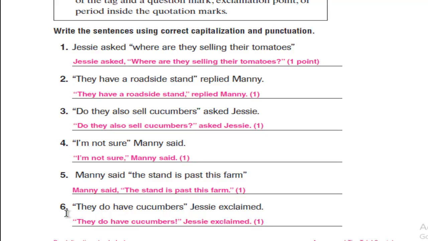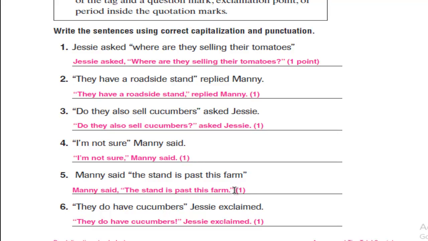Number 6. Okay, the difference between number 4 and 5. Both are sentences, but in the first one, the quotation comes first. So that's why we add a comma before the close quotation. Then you have to add the tag, then a period. In the second one, the tag comes first and the quotation comes last. So that's why you have to add a comma here first. Then you have to write the whole sentence between quotation marks and add a period at the end before the close marks.